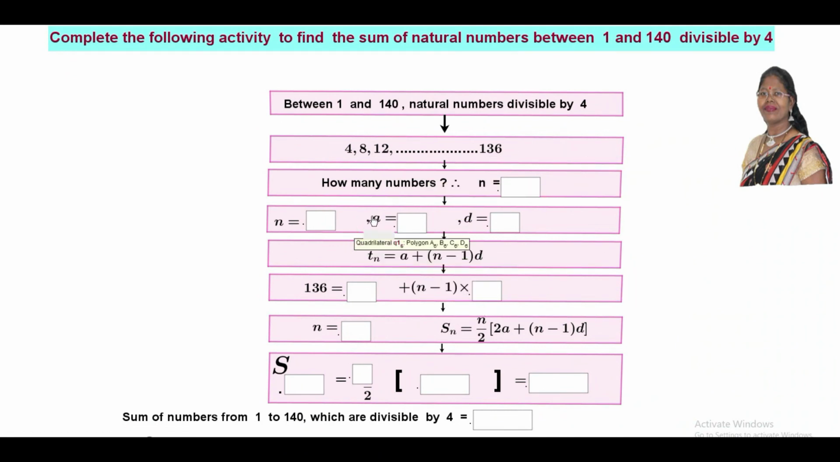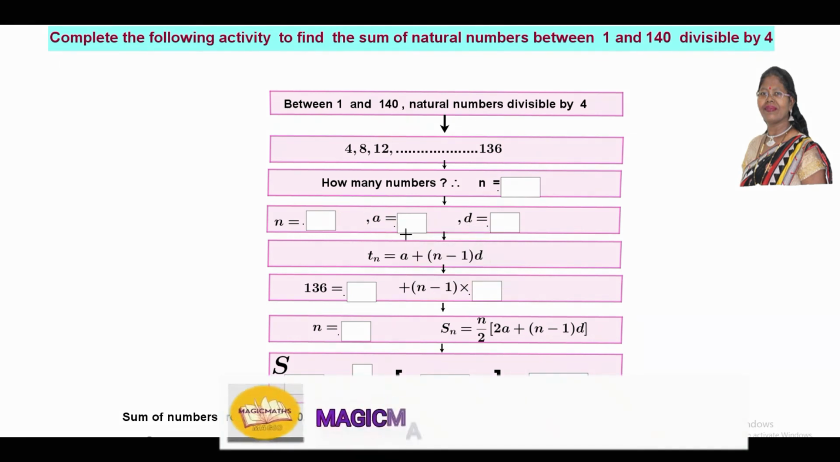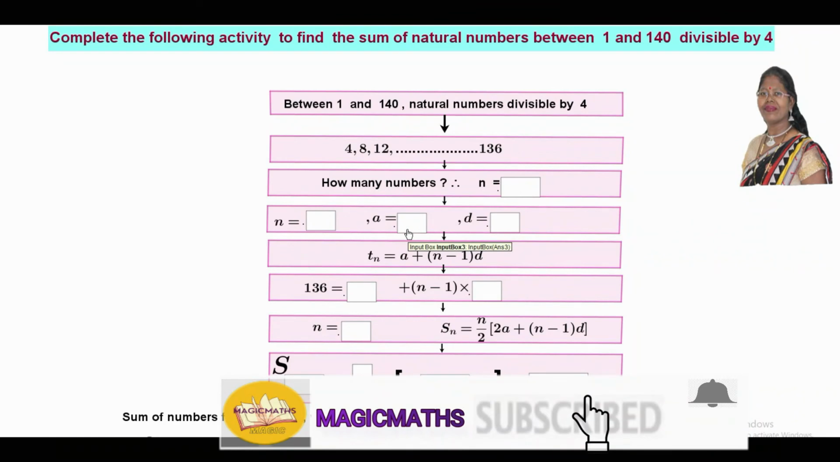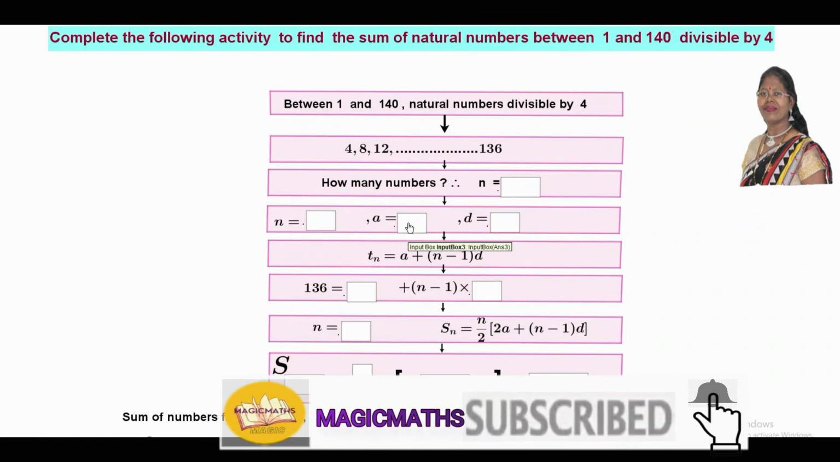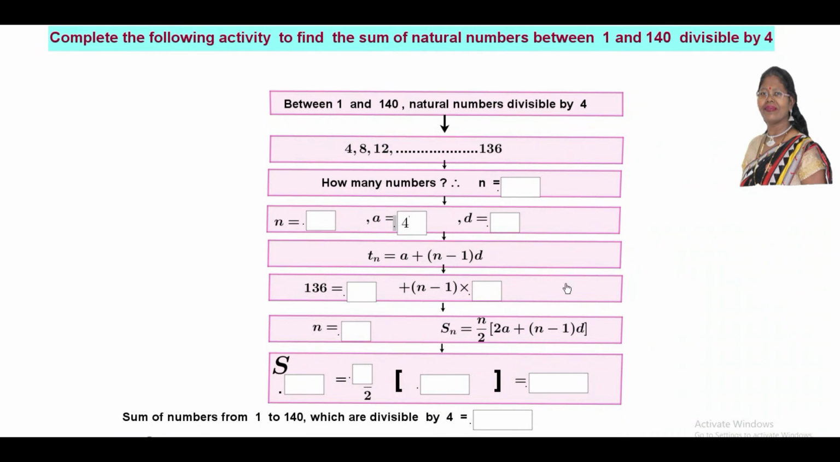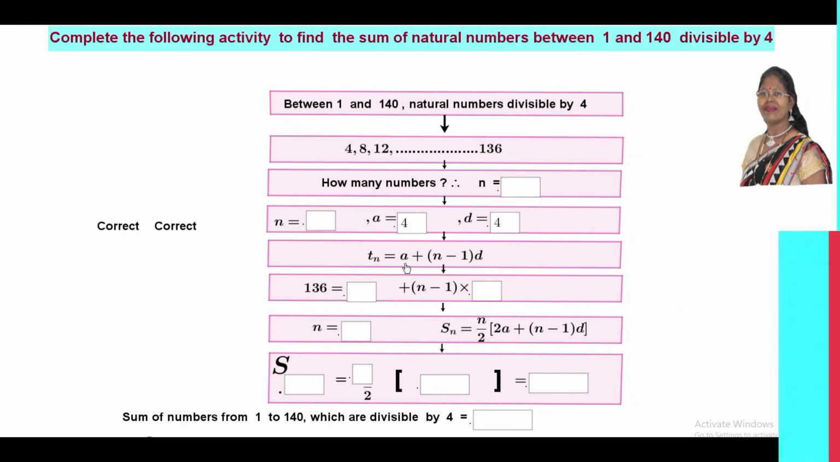So first, the answer we can write easily is A. A is equal to 4. Let's see what happened. Oh yes, it's correct. If I write a correct answer, it gives me a sign of correct. So let's fill in D. Oh, it's also correct. Tn is equal to A plus (n minus 1) D. The formula is given. So Tn is equal to 136. That means here we have to write A. A is equal to 4. So I wrote 4. Oh, it's also correct.